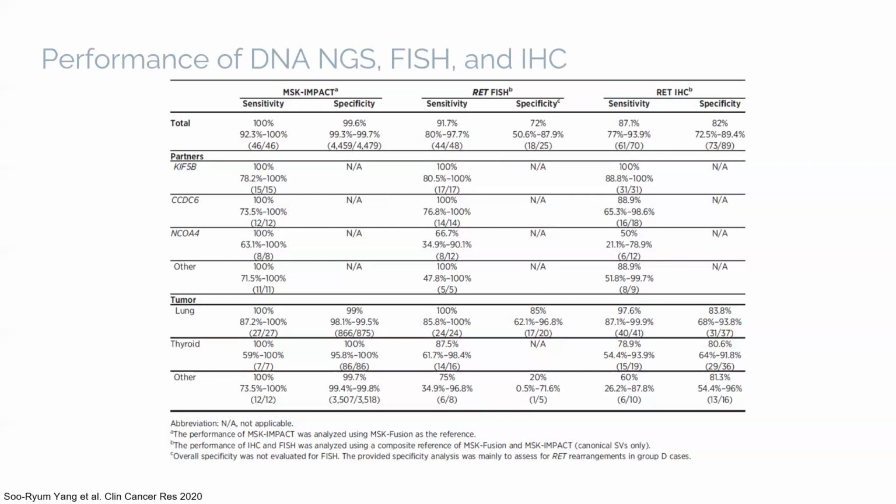IHC performance was somewhat similar to FISH, with 100% sensitivity for KIF5B fusions, but only around 50% sensitivity for NCOA4 fusions. And it was approximately 89% sensitive for other fusion partners. Specificity was tested in NSCLC, papillary thyroid, and medullary thyroid carcinoma, and specificity was approximately 80% in NSCLC and papillary thyroid, but it was completely nonspecific in medullary thyroid cancer.